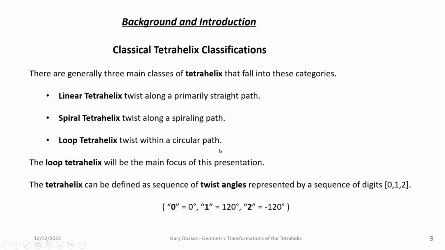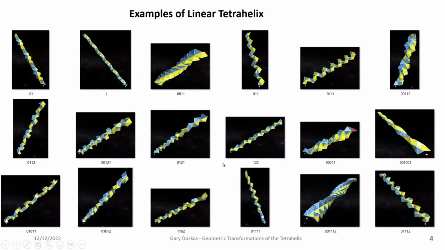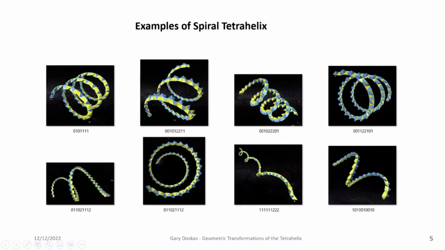I define the Tetrahelix as a sequence of twist angles that are represented by a sequence of digits, where 0 represents no rotation, 1 is a rotation of 120, and 2 is a rotation of minus 120. That's the description I use. These are some examples of linear Tetrahelix. The associated subsequence is listed below each one, which allows me to reproduce these within the simulator using these sequences. Here are some examples of the spiral Tetrahelix and the associated subsequences that create these.